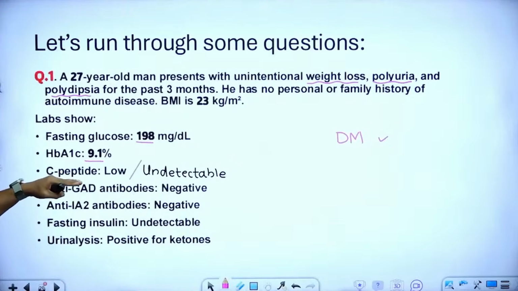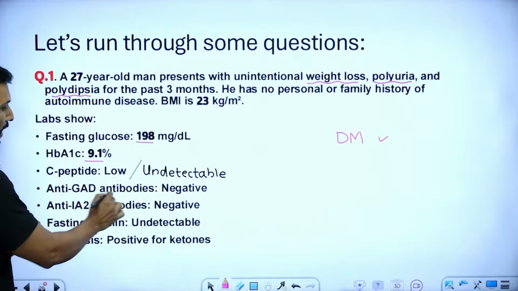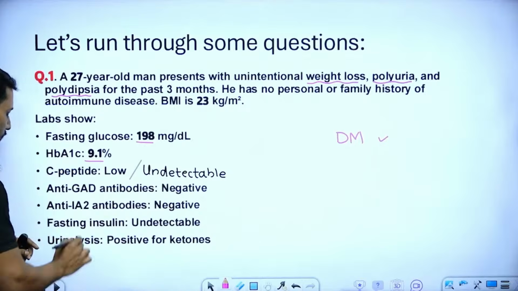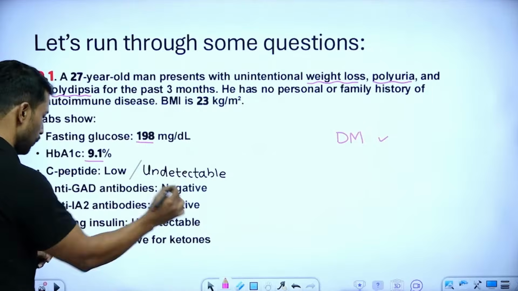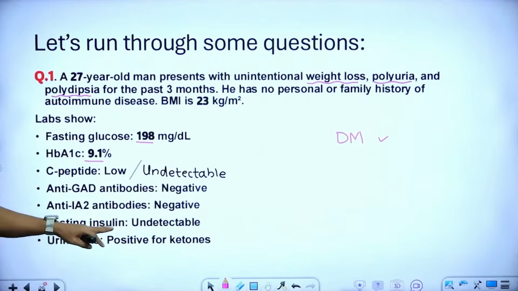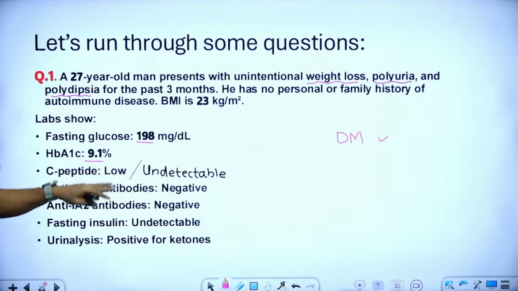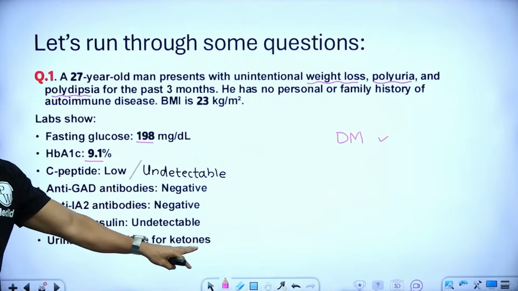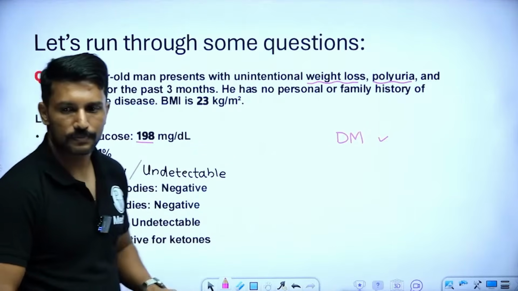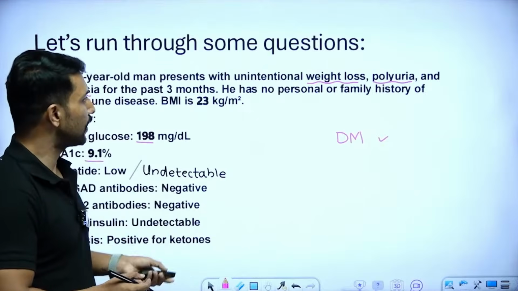Now what I get to know next: C-peptide level is low or undetectable. Then anti-GAD antibodies are negative. Anti-IA2 antibodies, insulinoma associated 2 antibodies, are also negative. Fasting insulin level is undetectable. So C-peptide and insulin levels are undetectable. And the patient is having urine ketones. He is prone to ketosis. He is having urine ketones. Okay. So now which type of diabetes is it?